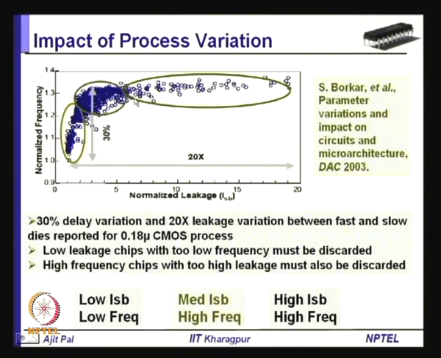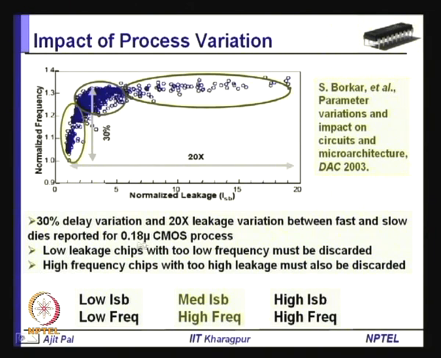You can see these are the plots of the delay of the different dies that are being fabricated on a chip, and you can see the variation is 30% so far as the frequency or delay is concerned; frequency and delay represent the same thing. However, if we look at the variation in the leakage current, we find that ISB, that is the leakage current, variation is 20x. That means, the range over which the variation is occurring is 20 times of the nominal. So, 0, and this is roughly 2, and here it is close to 20. So, you can see 20 times variation in the leakage between the fast and slow dies.